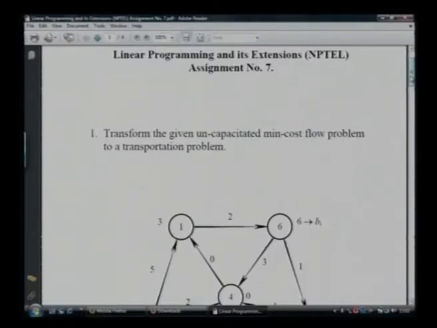sensitivity analysis for min-cost flow problem. So, I thought I will give you a few problems to work on the min-cost flow problem. So, the first problem is simply I have given you an uncapacitated min-cost flow problem, and you can easily transform it to a transportation problem. Remember, finding out the shortest path between every pair of supply node and demand point, and then you can solve it as a transportation problem. So, that is your first problem.